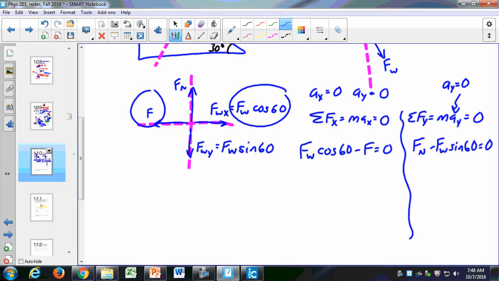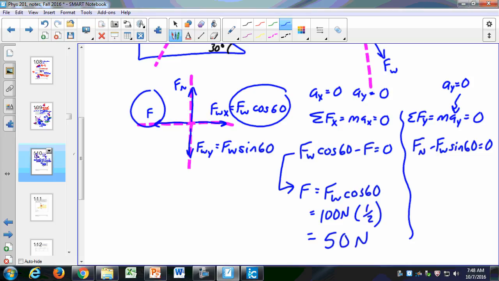And now we solve. We're looking for F, right? This one's fairly straightforward. On your exam, yours will be more complicated. You'll have two bodies and you'll have various factors coming into play like friction. But this one's fairly straightforward. I just solved this for F. F is equal to Fw cosine 60. Cosine 60, that's a half, right? So 100 newtons times a half, so 50 newtons. That's the answer.